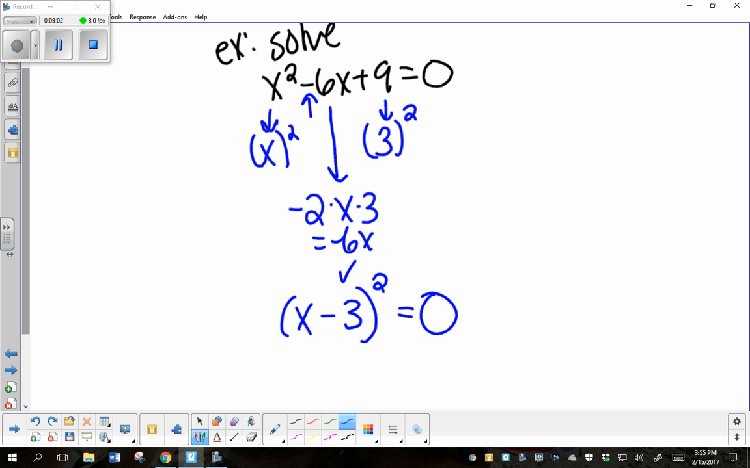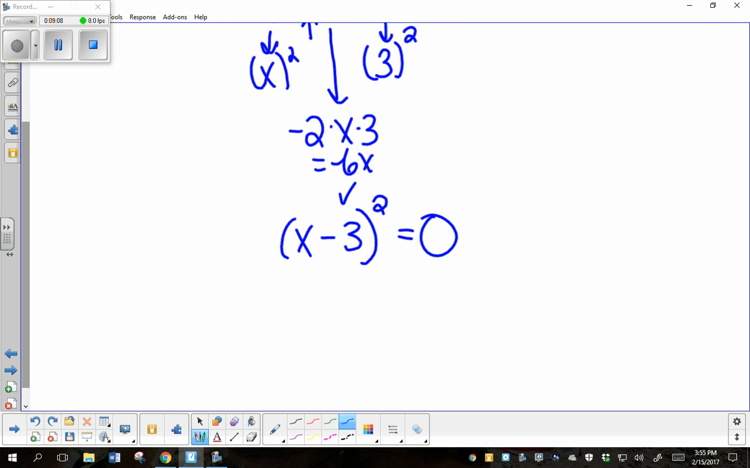So all I did so far was I factored the left side of my equation. It was a perfect square trinomial. Now in this one, I have two factors. I have x minus 3 times x minus 3. So if either of those are 0, it's going to be 0. You don't have to write out x minus 3 equals 0 and x minus 3 equals 0. It's going to be the same answer. So since it's squared, we only have to write it once.